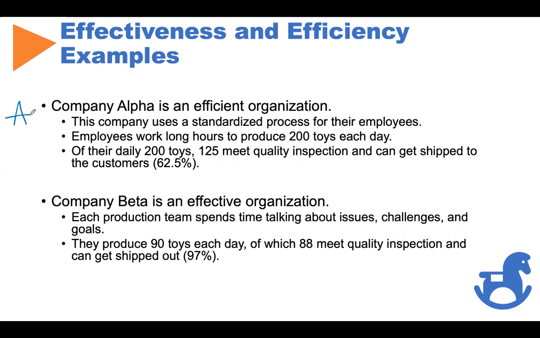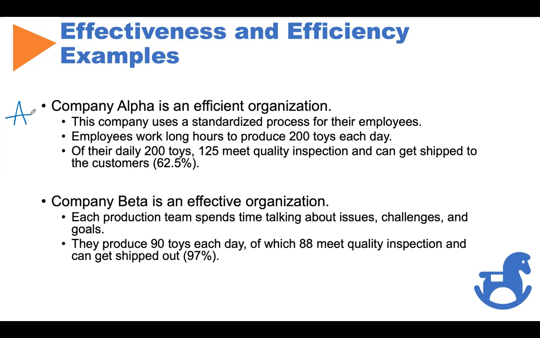Company Beta is an effective organization. Each production team spends time together. They talk about issues and challenges and goals that they have. They get to know each other. They create cohesion and liking for each other. And so they have a happier workplace. These employees' teams produce 90 toys each day, of which 88 meet quality inspection and can get shipped out to the customer, which is a success rate of 97%.